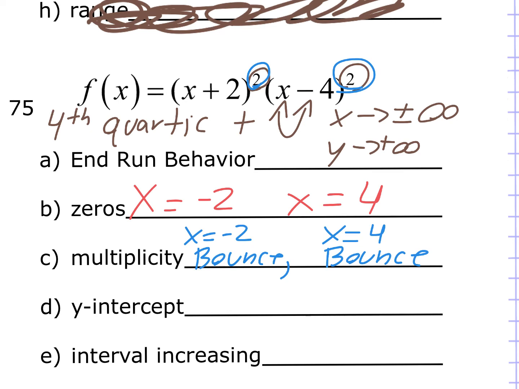Y-intercept, plug in a 0 for my x value, I'll end up with positive 64, because this will be 2 squared, which gives me 4. This will be -4 squared, which gives me 16. 4 times 16 is 64.